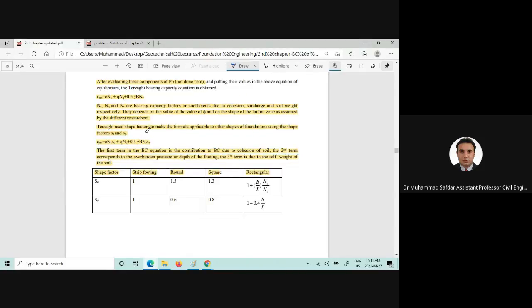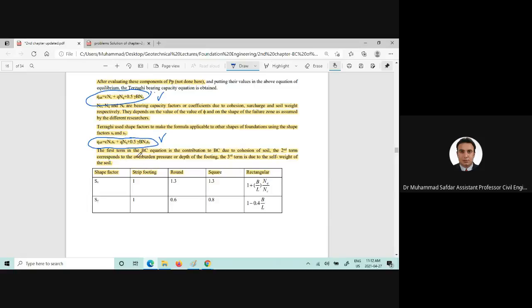So please kindly note down these two equations. This is the Terzaghi's bearing capacity equation. And here is the Terzaghi's bearing capacity equation, including the shape factors. So please kindly note down these two equations before going into solving the numericals and examples. We need to remember a few equations, and we also need to remember the shape factors and bearing capacity factors.